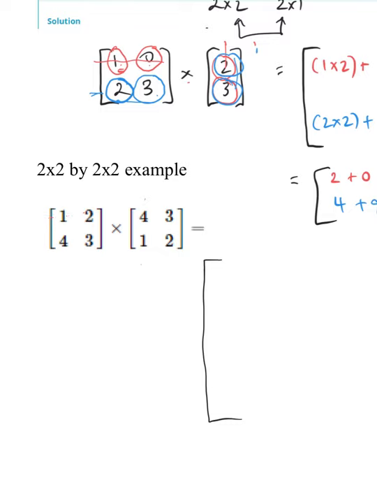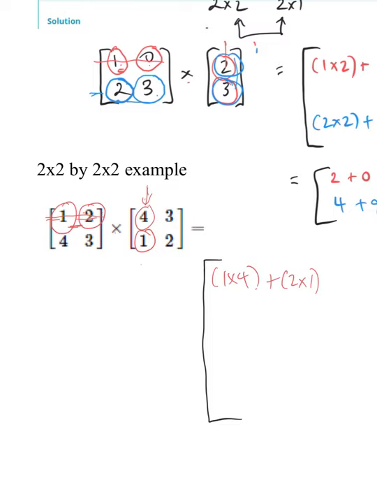All right, so 1 times 4, 1 times 4. Now, because I haven't finished my row, I know I'm going to add to it, right? So 2 times 1. So remember, row, column, plus 2 times 1. Now, because I've finished my row, I know that I've finished my element. So I've done the first row by the first column of the second matrix.